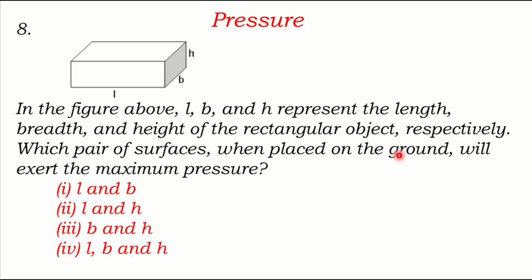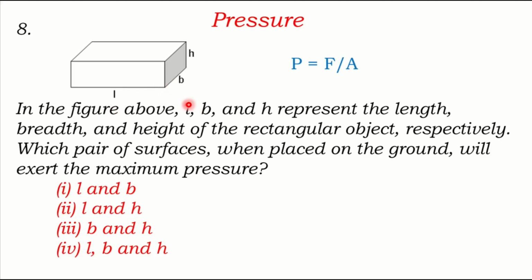This given object has a definite weight, and whenever it is placed on the ground, then it applies force equal to its weight. It means whether we take this length and breadth wise or breadth and height wise or length and height wise on the ground, it applies the same force on the ground. But we know that pressure equals force by area. Force remains same as I told you just now, but area may be different.